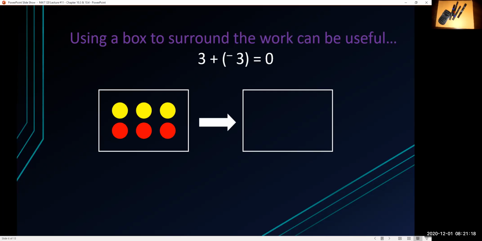This is the idea of the box. So you draw a box. You take each of the things that the equation says very carefully. It says 3, so you put 3 yellow. Then it says plus -3, so you put 3 red.